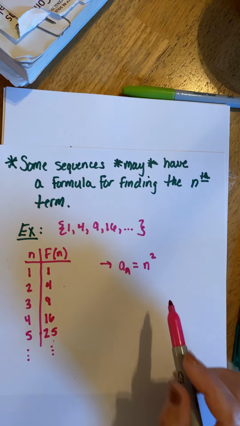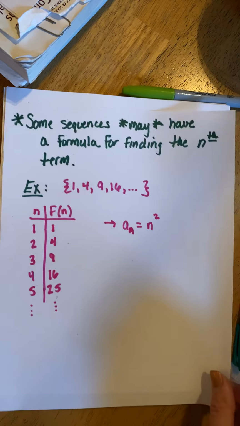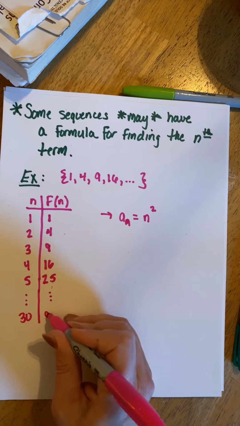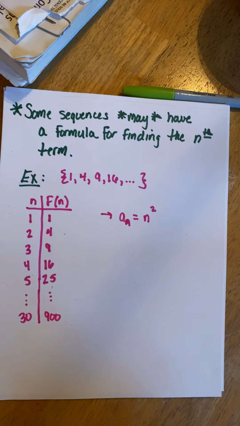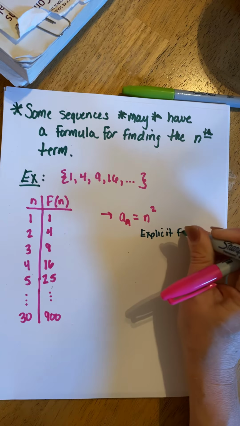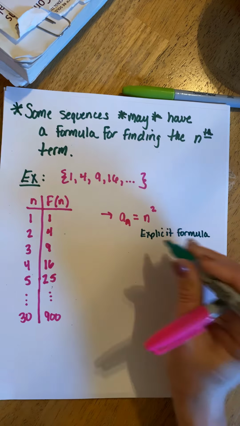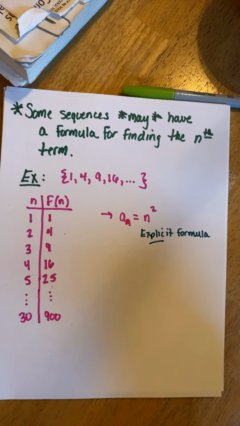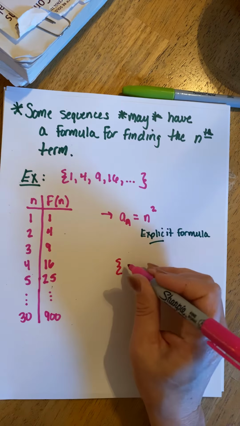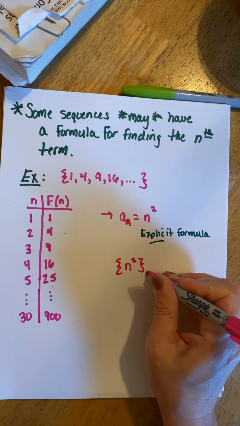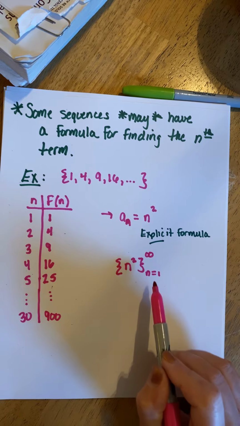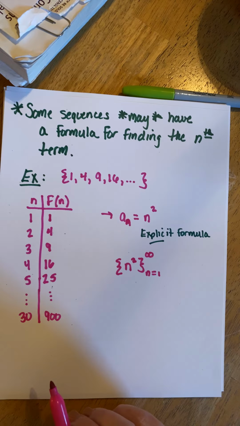This is called an explicit formula because we can explicitly find the value of any term. So if I wanted to know the 30th term, I would know I just had to square 30 and the output would be 900. So this is an explicit formula. Explicit means we can determine the value of the nth term explicitly just by plugging it into the template. So we would typically write this sequence like this: n squared, n starts with 1 and goes to infinity. And we'll see in some cases where n doesn't necessarily always start at 1. We'll assume it starts at 1 unless otherwise stated.